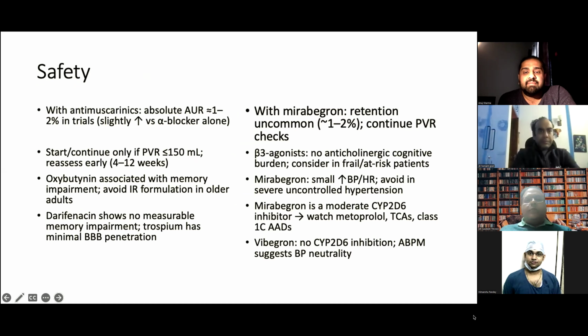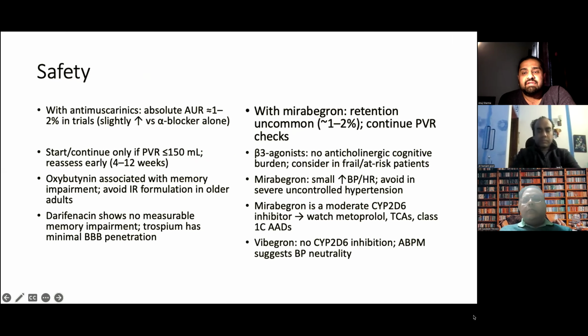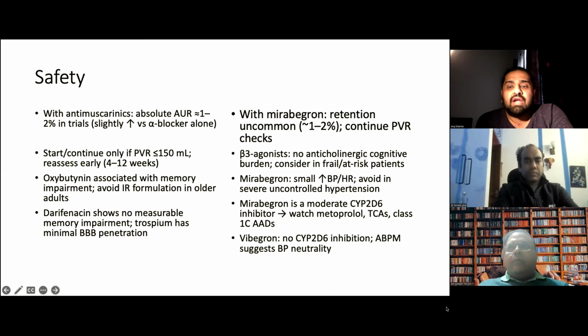With mirabegron, retention is uncommon, 1 to 2%, and we should always continue checking the PVR. No anticholinergic cognitive burden is there, so that is an advantage. But in a small subgroup of patients with increased BP and cardiovascular risk, mirabegron needs to be taken with caution. For those patients, we have vibegron, which has no CYP2D6 interaction, and it suggests BP neutrality.